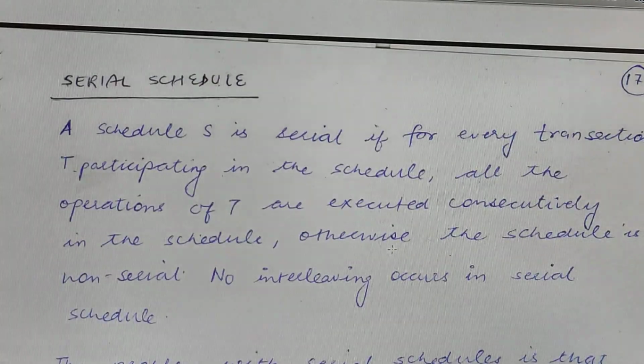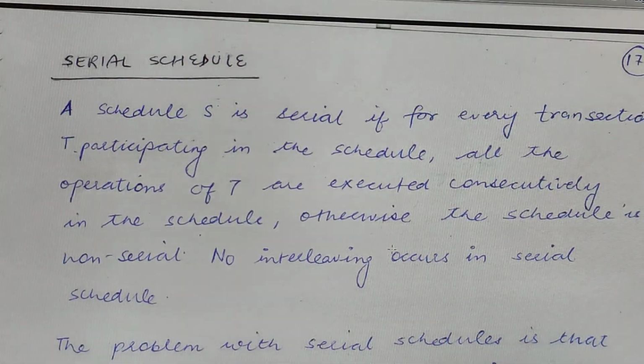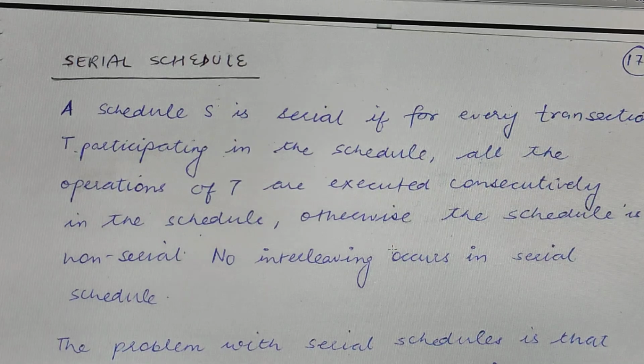Then what is a serial schedule? We use the notation S to denote a schedule. A schedule S is serial if for every transaction T that is participating in the schedule, all the operations of T are executed consecutively in the schedule, otherwise the schedule is non-serial. A serial schedule basically means where there is no interleaving.